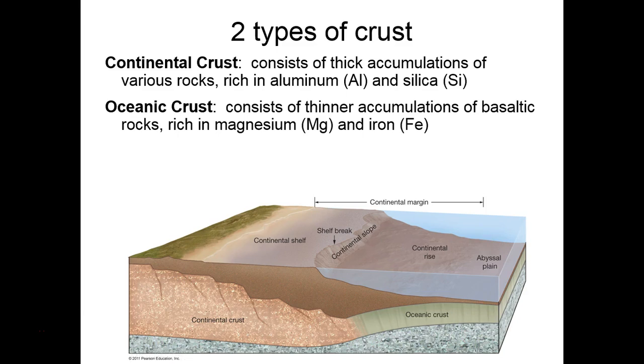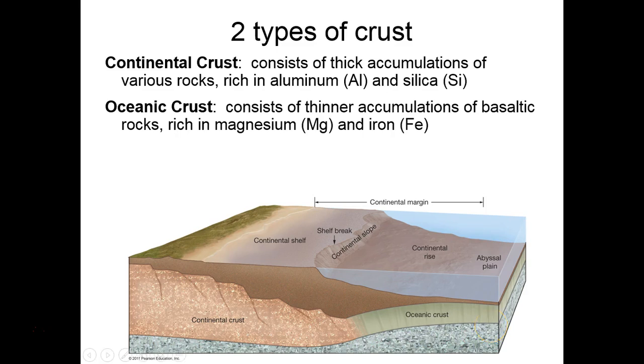Now, land consists of two different types of crust. If you remember from our previous lecture about the different layers of our planet, the surface layer, the outside layer, is called the crust or the lithosphere. There are two different types of crust. There's continental crust, which is thick accumulations of various rocks which are rich in aluminum and silica. And then there's oceanic crust, which consists of thinner accumulations of basaltic rocks rich in magnesium and iron.